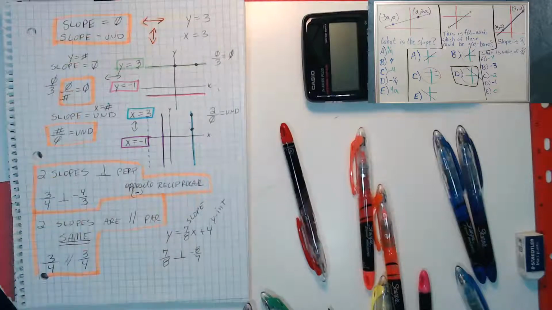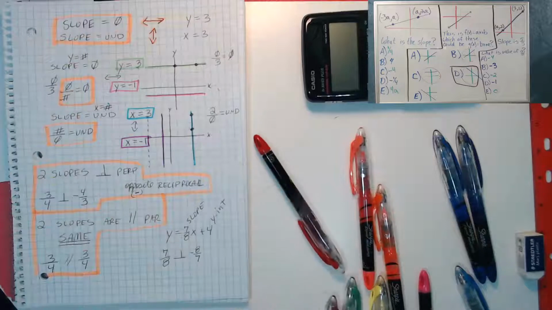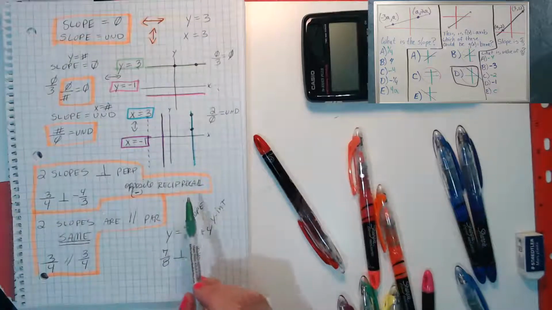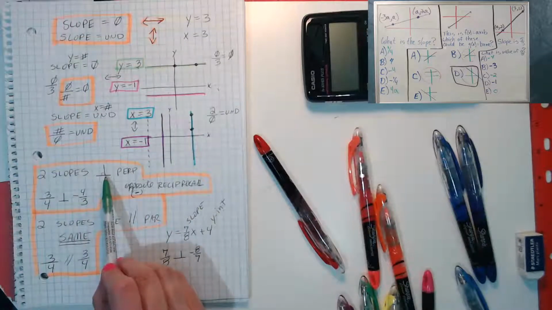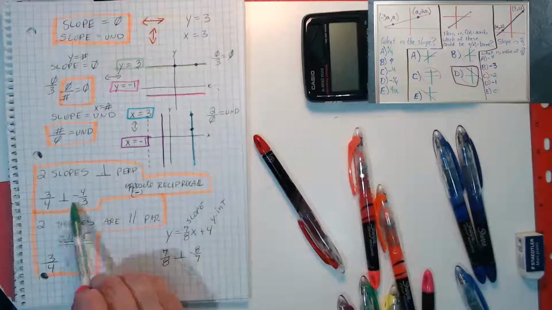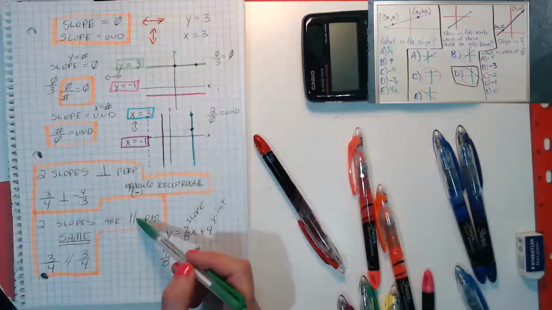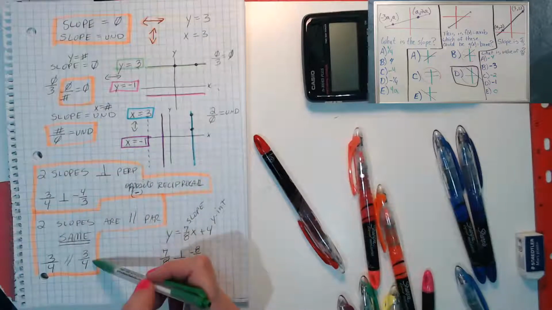Another really good thing to remember here. This is good to know. Another phrase you'll see on the test. They can say two lines are perpendicular. That means you know what their slopes are going to look like, okay? It's the opposite of the reciprocal. If two lines are parallel, same slope.